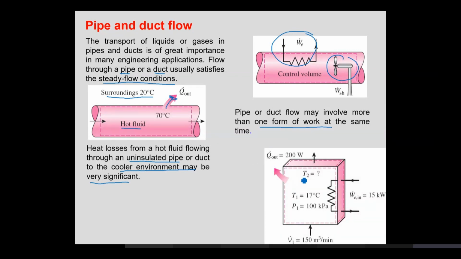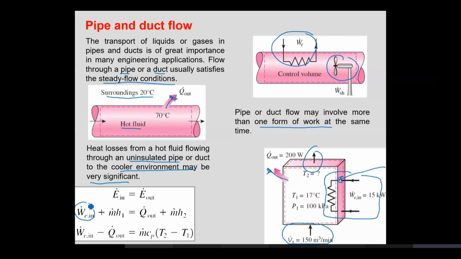If you have a pipe and a duct where electrical work is being supplied to the system, there is work into the system, and there is heat lost from the fluid flowing through the system to the surroundings. Fluid enters the system and leaves the system at different conditions. In such a case, the energy balance equation would be the electrical work into the system plus the energy due to the mass flow rate coming into the system is equal to the heat lost by the system plus the energy carried by the fluid as it leaves the system.